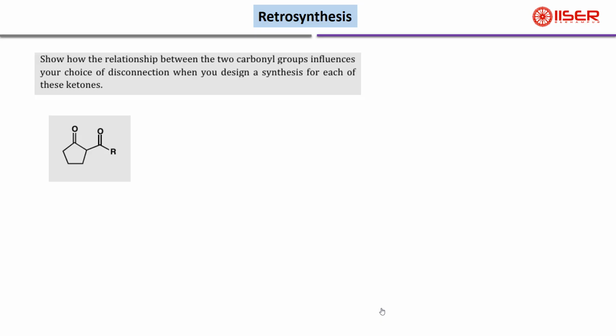Here I have given three compounds, and the question is about the relationship between the two carbonyl groups. Here you can see these two carbonyl groups are one carbon apart. In this case, they are two carbons apart, and here they are three carbons apart. So how will you plan the retrosynthesis of these three compounds? Let's do it one by one.